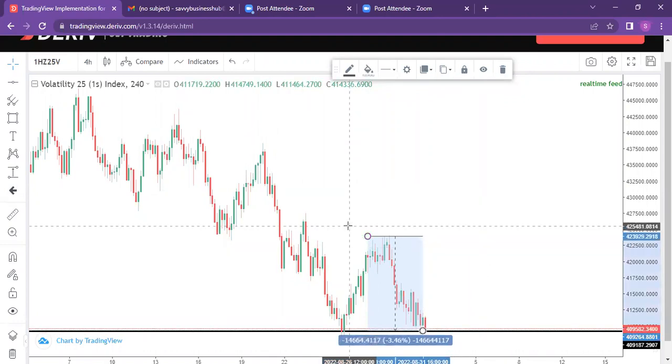That was about 14,664 points. You understand? 14,664 points divided by 10 is 1,466 pips. The least lot size you can use on VIX 25 1x is 0.005, which equals 0.05 lot size per pip. If the trade is 0.05, is 1,466. So all you have to do is multiply it. It will now give you a profit of $73.